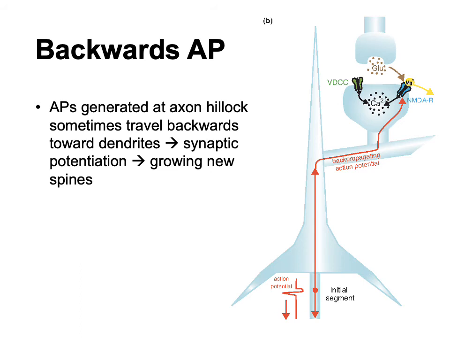Backwards action potentials. What happens is when an action potential is generated at the axon hillock, sometimes it'll travel backwards towards the dendrites. And this will cause synaptic potentiation of those dendrites that it reaches and cause new dendritic spines to grow.